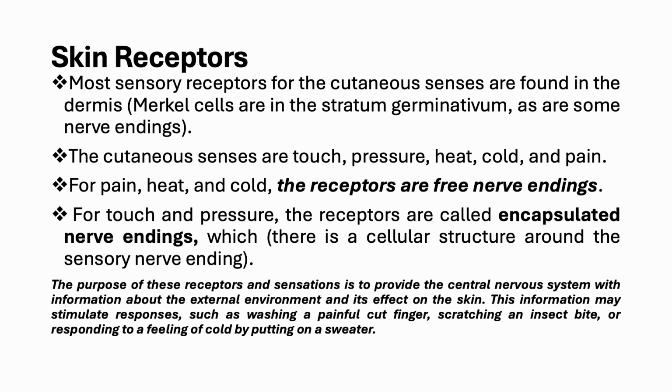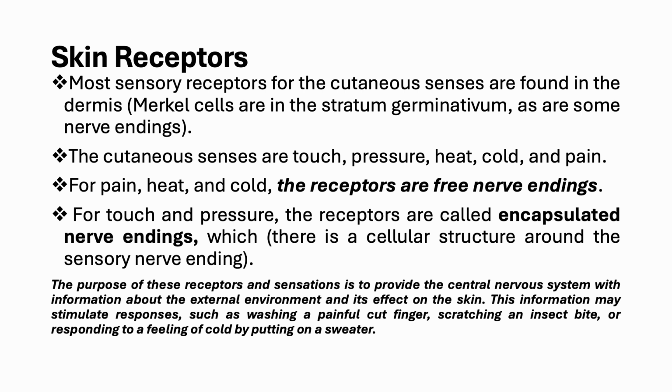The skin receptors: most sensory receptors for the cutaneous senses are found in the dermis. We say the Merkel cells are at the stratum germinativum, as are some of the nerve endings. So the cutaneous senses are touch, pressure, heat, cold, and pain. For pain, heat, and cold, the free nerve endings are the receptors that sense that. The encapsulated nerve endings sense touch and pressure.